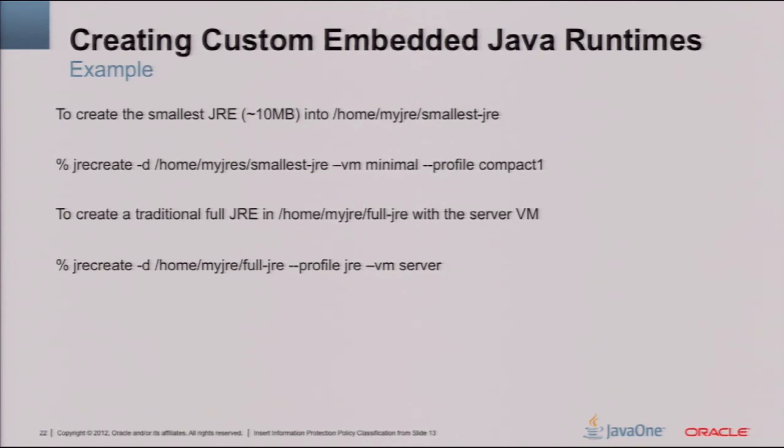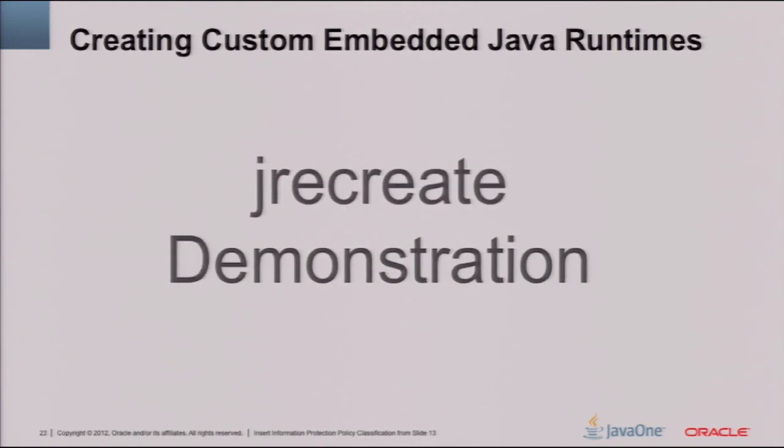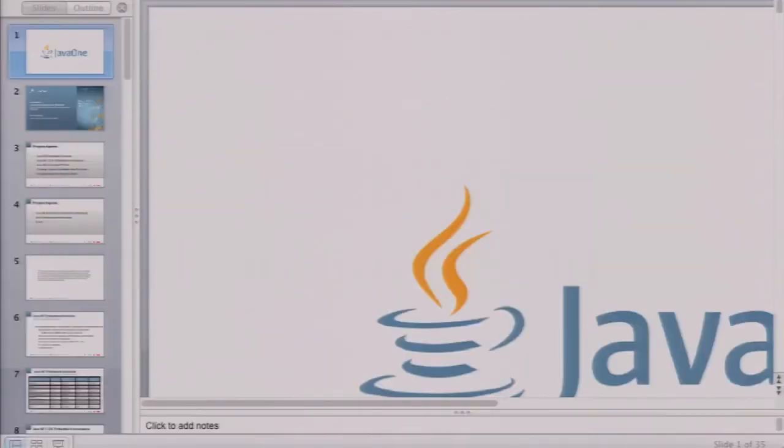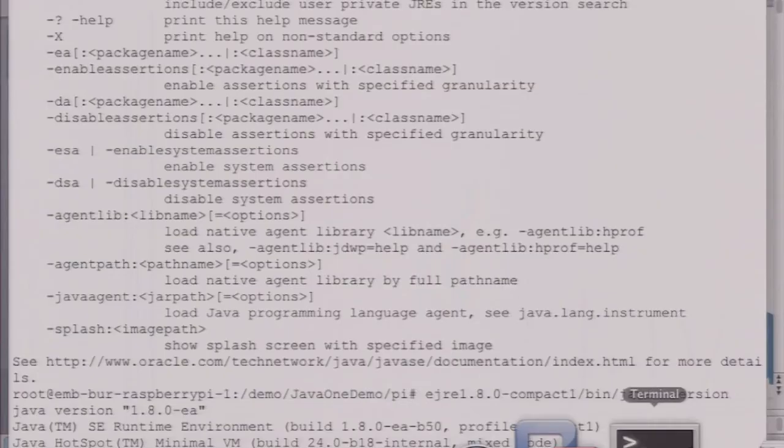So here's the example of the server VM. You would run JRE create, my full JRE, -profile full JRE, you'll get every class that's in Java JDK 8. And -VM server tells me you just want me to create the server VM. Ouch, I knew I was going to step on that. So let me try to do a demonstration now of the JRE create.